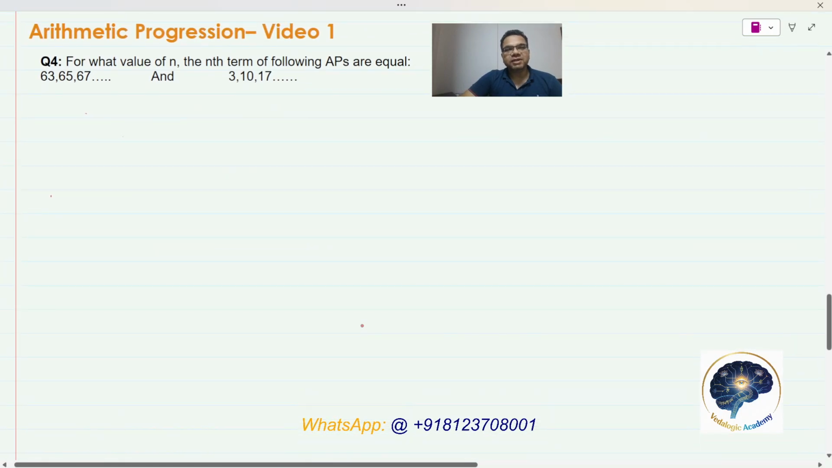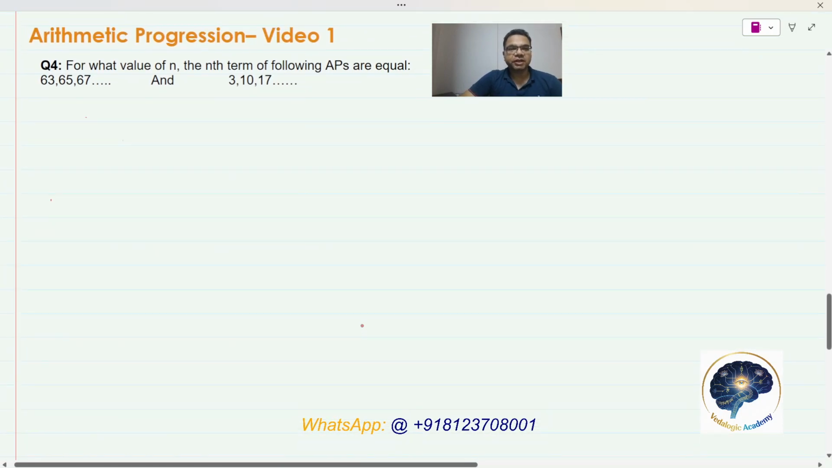So all of these questions have come in boards in the previous years. In case you're not able to understand any of them, please put your question in the comments and we'll try to solve it for you. Okay. So here the question says, for what value of n are the nth terms of the following APs equal. So for which value of n are these terms equal. Okay. So let's consider this particular AP now.